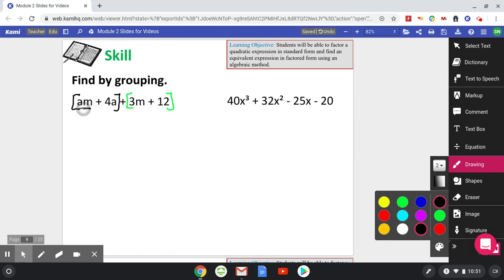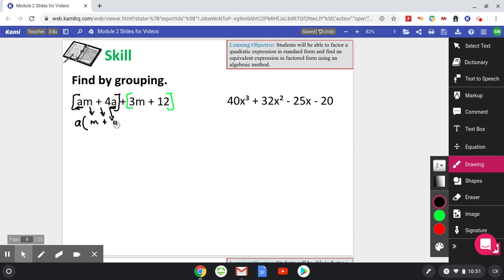What do the am and the 4a have in common? Well, both of them have an a in common. That means that the a is going to be going on the outside, and whatever we didn't underline is going to stay on the inside. Bring down the m, bring down the plus, bring down the 4. We will also be bringing down this plus sign.